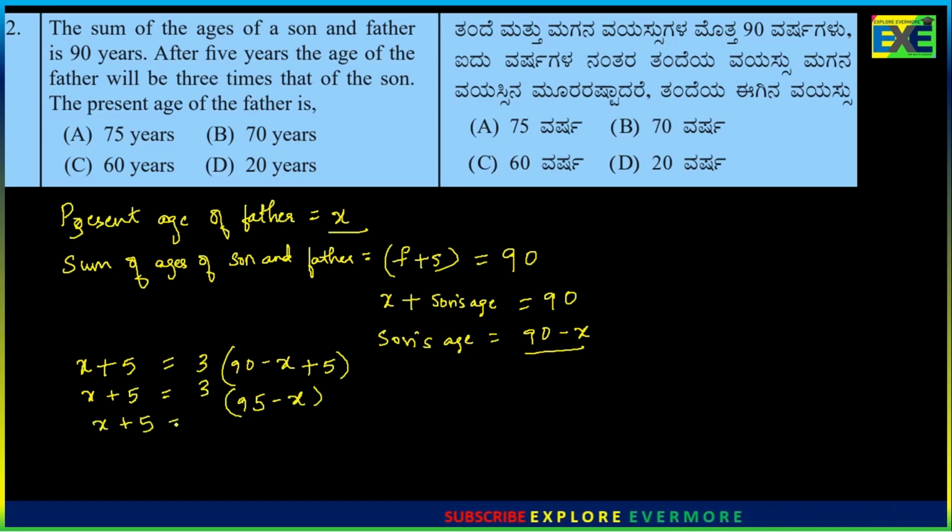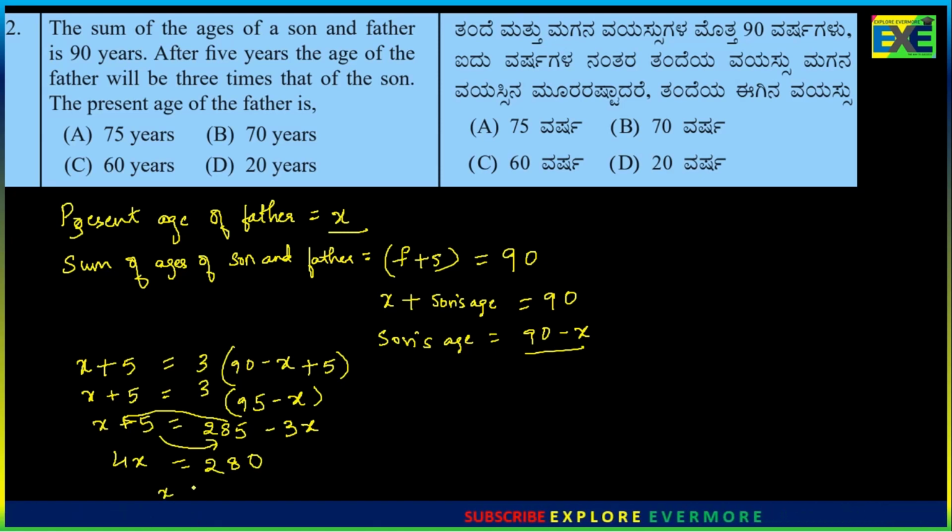So again x plus 5 is equal to 285 minus 3x. So let's bring x together and the constants together. Okay, so we'll get 3x plus x, that is 4x, will be equal to 285 minus 5, which is 280.